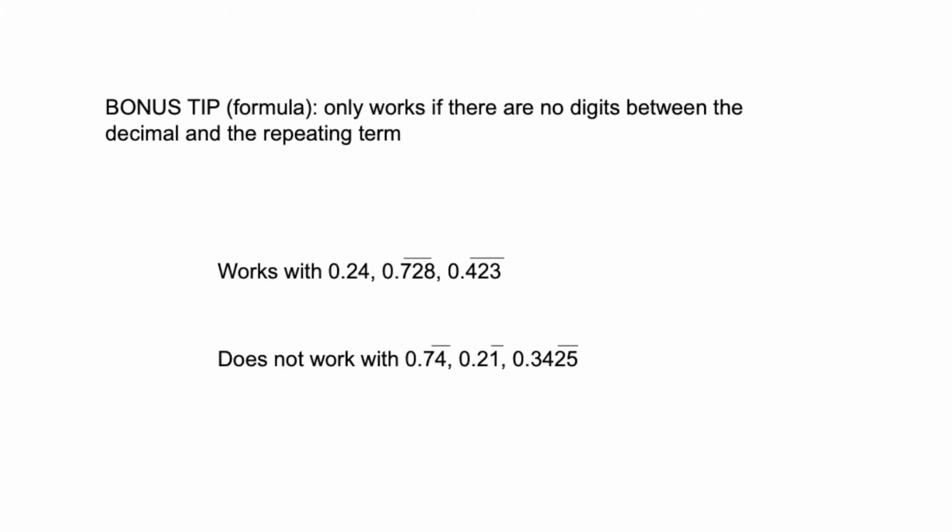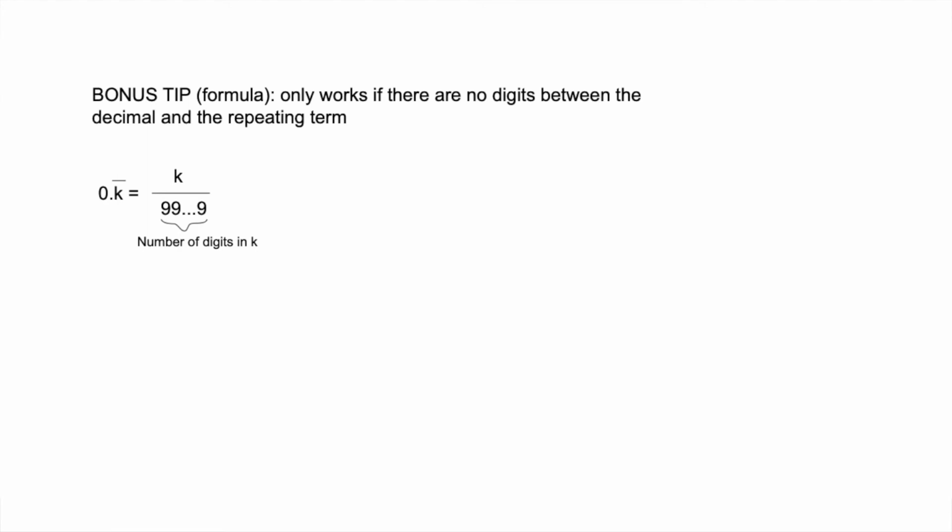Now it's time for the formula. The formula is shown on screen. It is 0.k with a bar on k equals k over 99999, and the number of 9s is the number of digits in k.